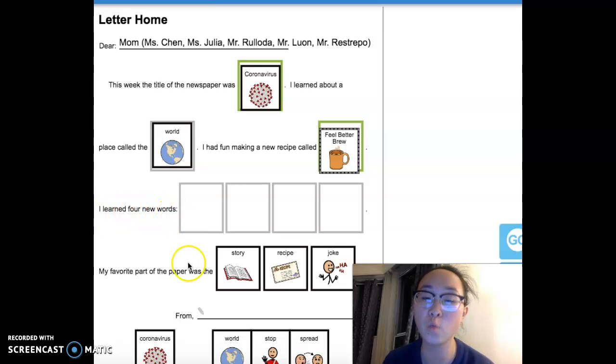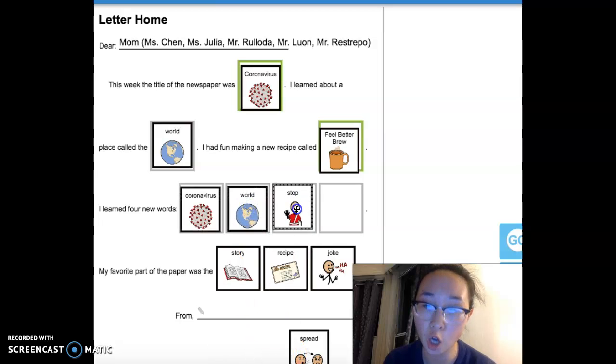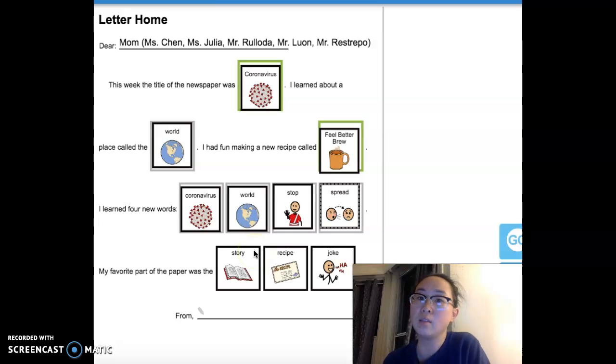I learned 4 new words. The 4 new words we learned this week were coronavirus, world, stop, and spread. So those were the 4 new words that we focused on this week. My favorite part of the paper was, did you like, so unfortunately this goes back to, because it's a little different than what we do at school, but recipe doesn't apply because we didn't do a recipe and we didn't read a joke today, so those 2 don't count. So the only part we really have is story.